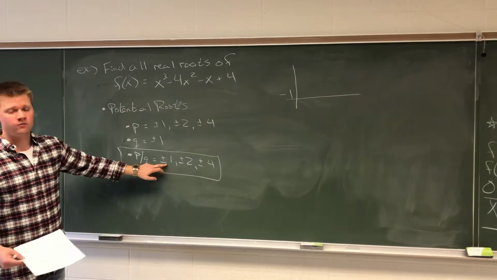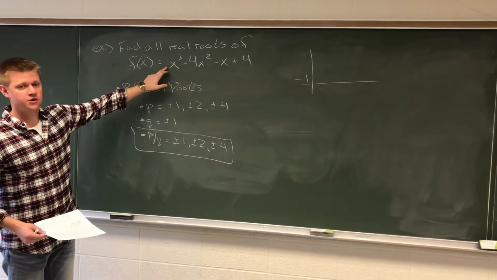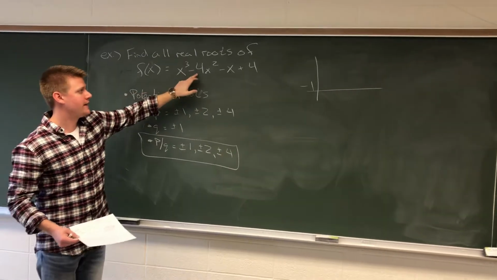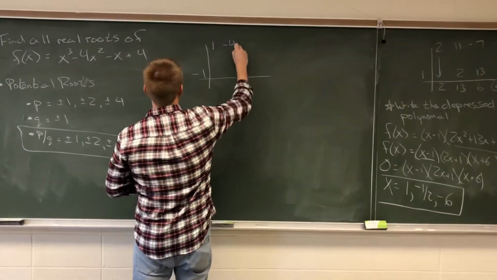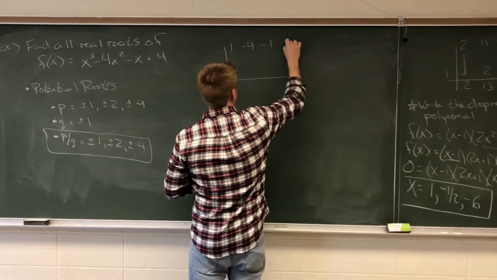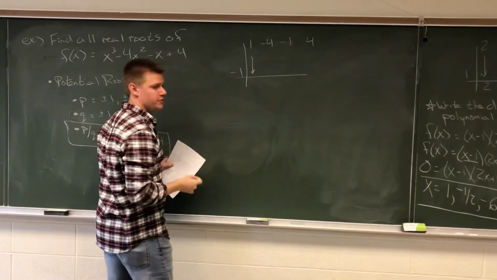So if I do negative 1, fill in the coefficients across the top. That would be 1, negative 4, negative 1, and 4. And go through the process.